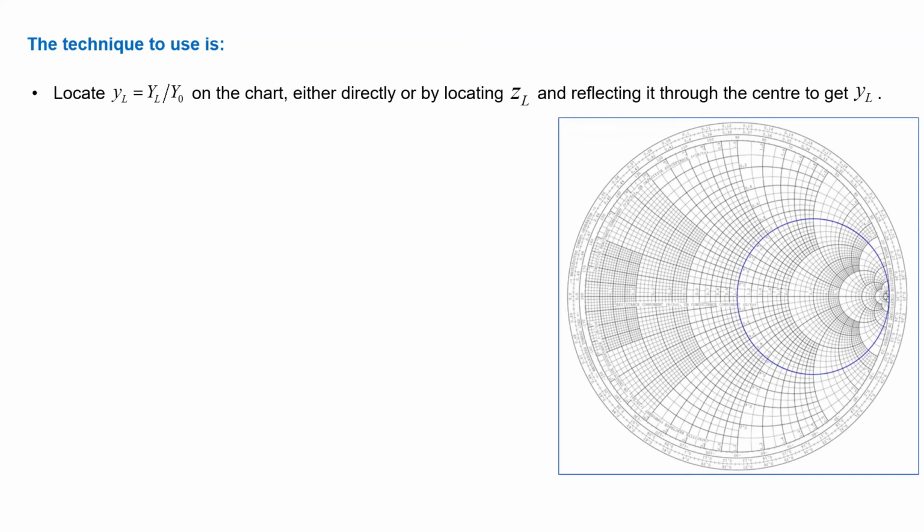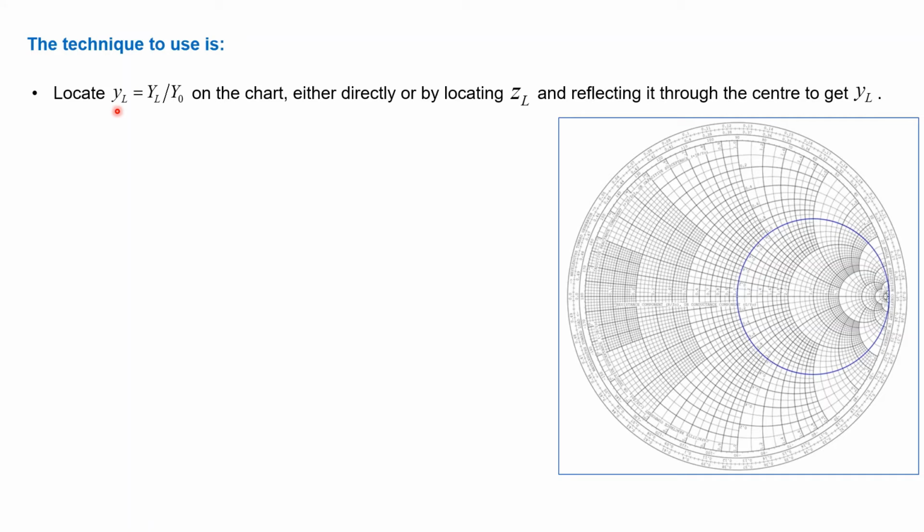The essential technique we're going to use is as follows. We first of all need to locate the point on the chart corresponding to YL, the normalized load admittance, which of course is the load admittance divided by Y0. We find that point by finding the closest G circle and B circle to that point on the chart. So we can do it directly, or we could also locate the normalized impedance and reflect that normalized impedance point through the center to get YL. My suggestion here really is that you work out YL first of all.